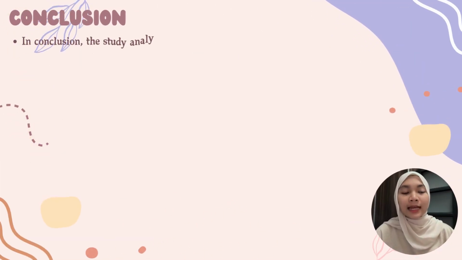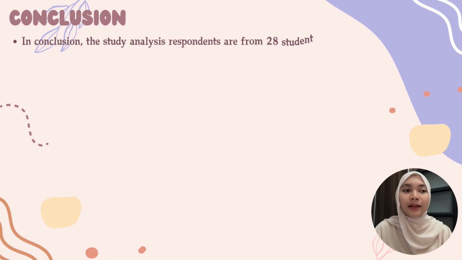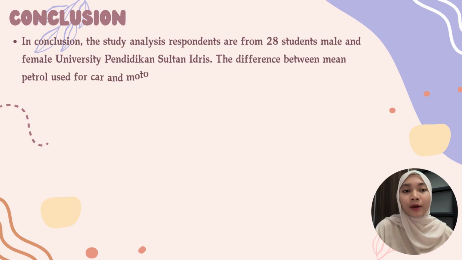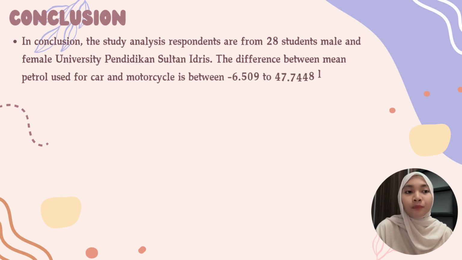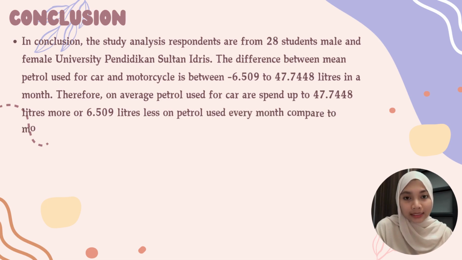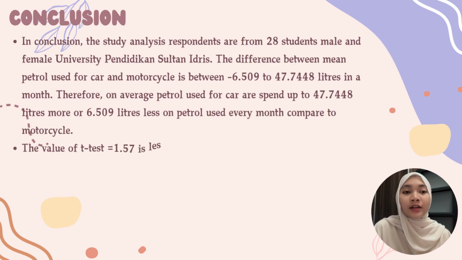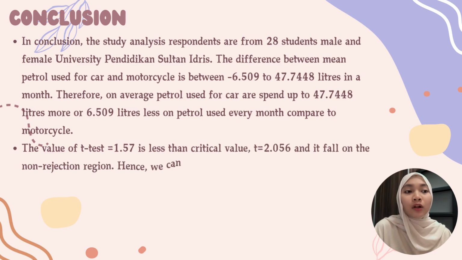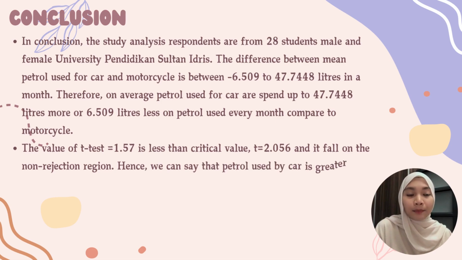In conclusion, the study analysis respondents are 28 students, male and female, from Universiti Pendidikan Sultan Idris. The difference between mean petrol use for car and motorcycle is between negative 6.509 to 47.7448 liters in a month. Therefore, on average, petrol use for car is up to 47.7448 liters more or 6.509 liters less per month compared to motorcycle. The value of the t-test, 1.57, is less than the critical value, t equals 2.056, and it falls in the non-rejection region. Hence, we can say that petrol use by car is greater than petrol use by motorcycle.